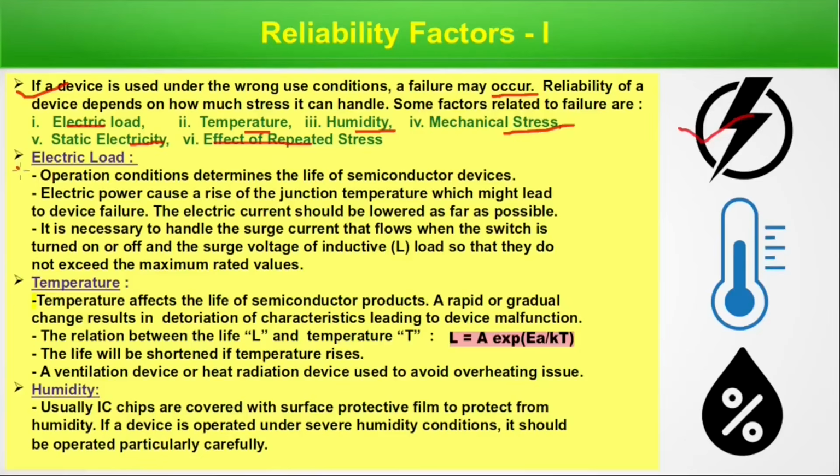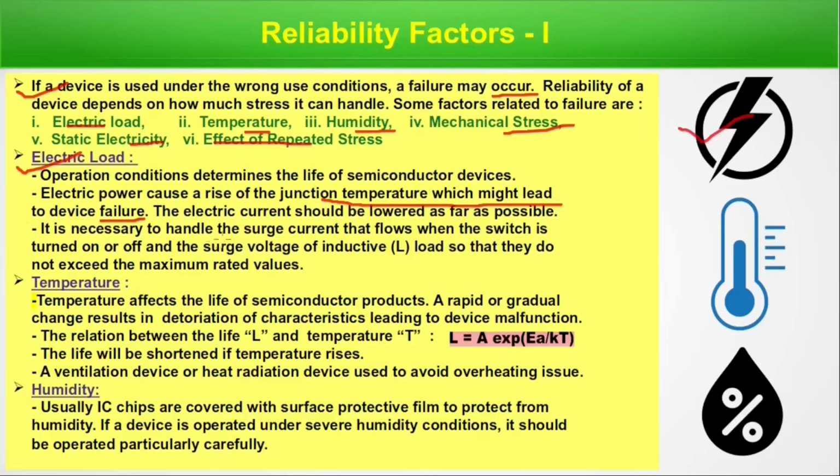So, electric load. Operation conditions determine the life of semiconductor devices. Electric power causes a rise of junction temperature which might lead to device failure. Under which operation condition a device is used determines the life of that device. The electric current should be lowered as far as possible. In most electronic devices, electrical limit is mentioned. Voltage and ampere ratings are there. If we do not follow that rating while charging or using it, then the device can get damaged.